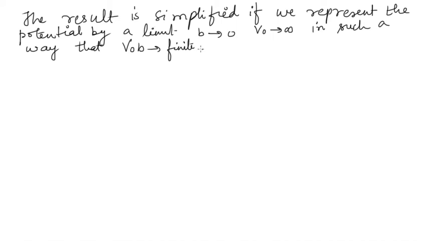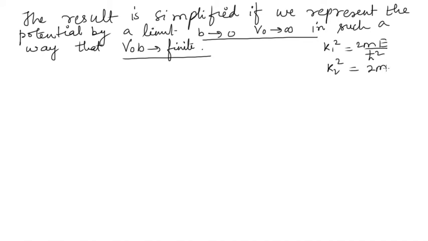Now this we have to see. What equation do I get when I do this? So I have to use this limit: b tends to 0, V naught tends to infinity, and V naught b is finite. Once again, I'll remind you, this is a very important limit, and I'll show you that our solution which we got reduces to what? Here, k1 square, once again I'll remind you, is 2mE upon h cross square, and k2 square is 2m(V naught minus E) upon h cross square.